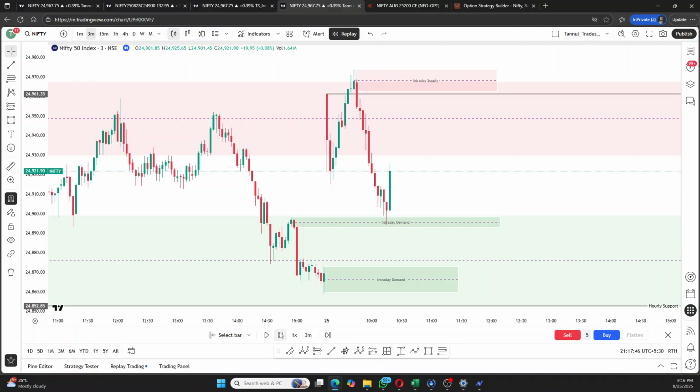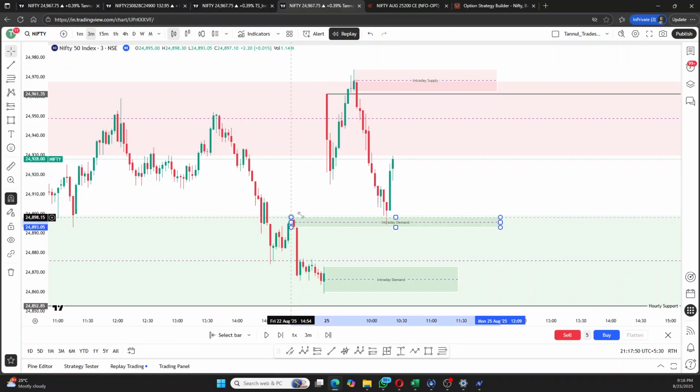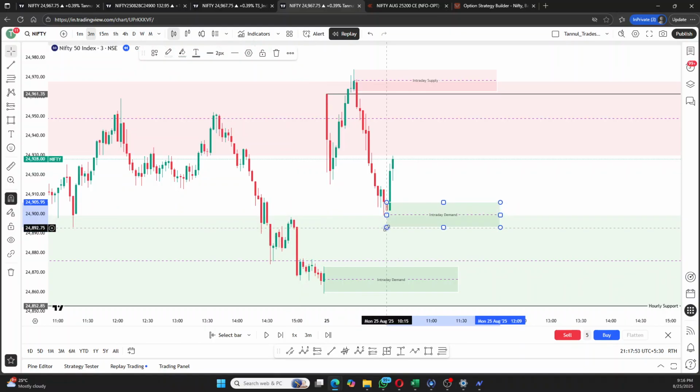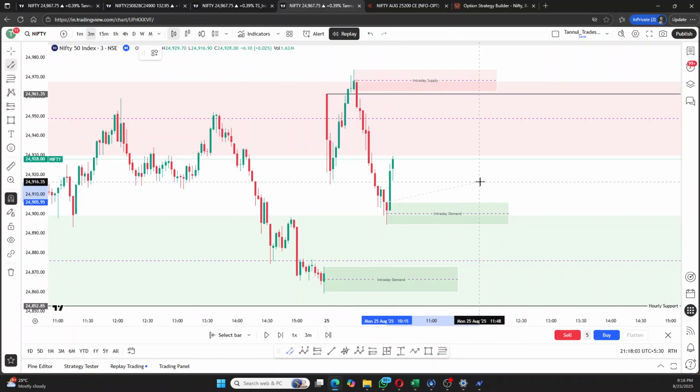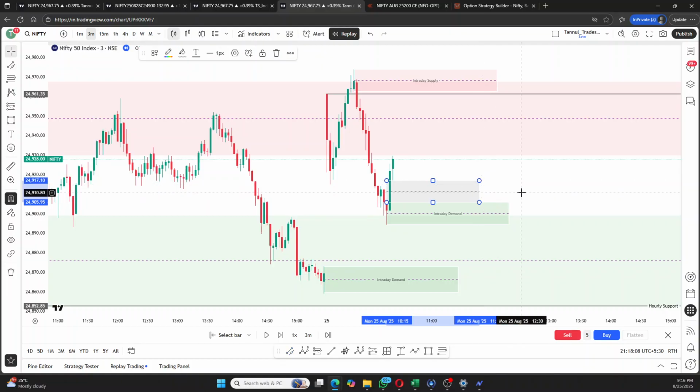There is a sharp reversal, causing this level to be my next intraday demand level, where the reversal has happened. And there is also this strong fair value gap which we can see, right?